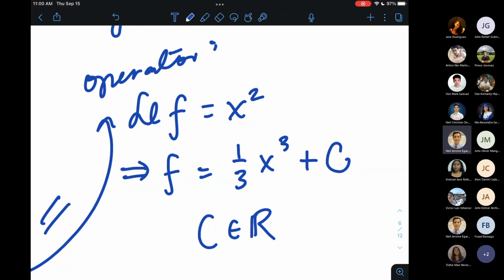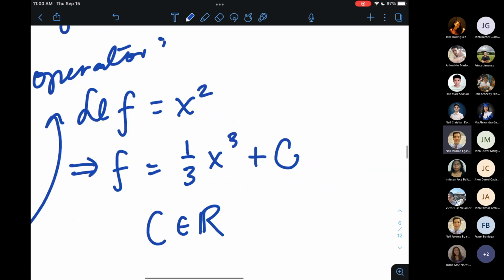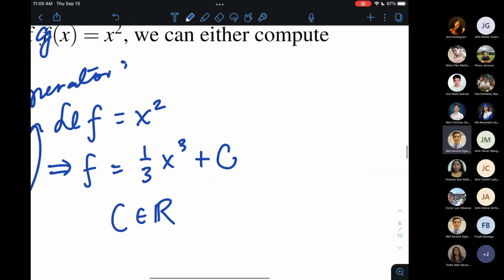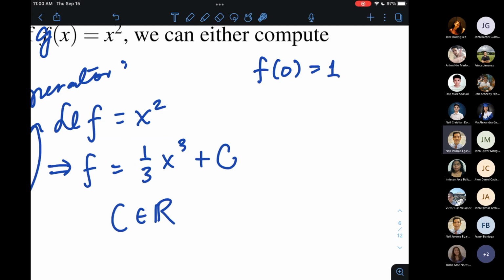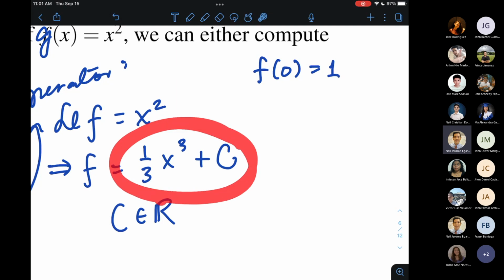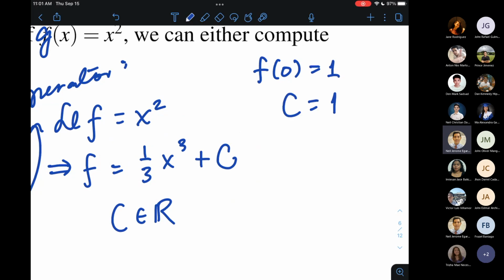Alright? So that is 1/3 x cubed plus C. There would be infinitely many solutions. Pero nung nag-impose tayo ng initial condition, we said that we want f of 0 to be equal to 1. So dun sa infinite family of solutions, 1/3 x cubed plus C, pipili lang tayo sino-sino yung nakakasatisfy ng f of 0 equals 1. And for us to know which one of them, magpa-plug in lamang ako ng 0 para sa lahat ng x's. So lahat ng x's dito, papalitan ko lang ng 0. So ito ay magiging C equals 1.